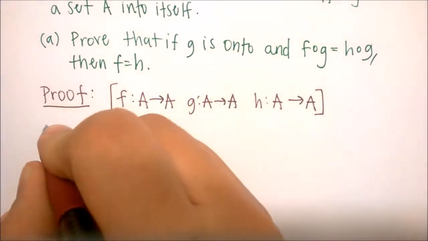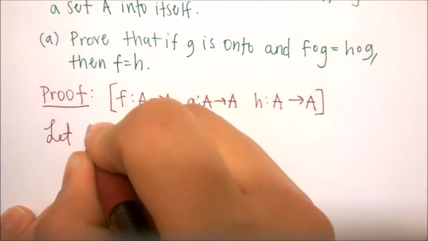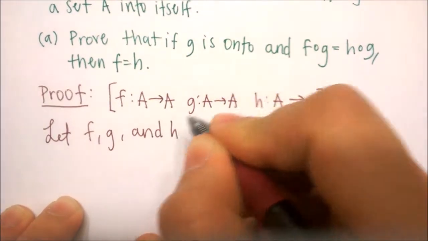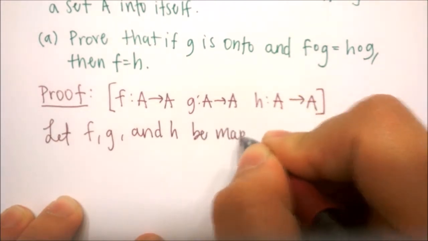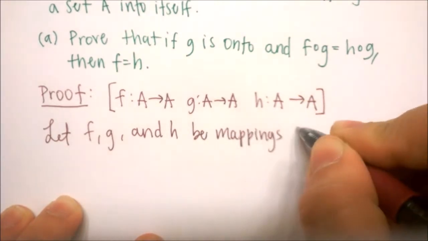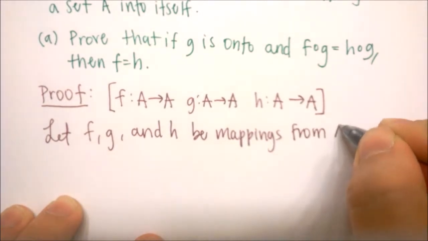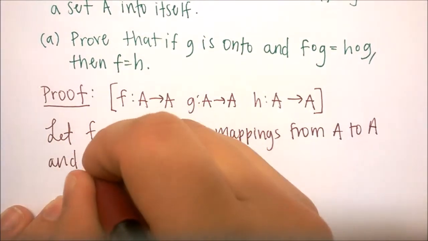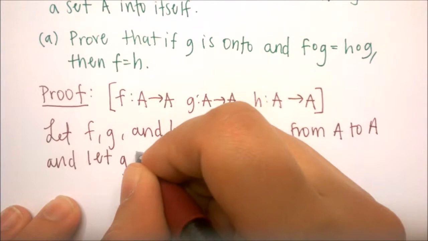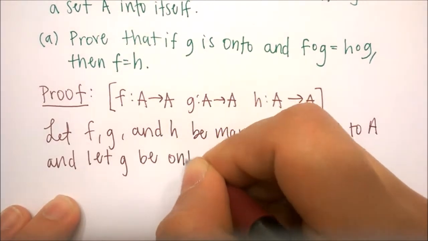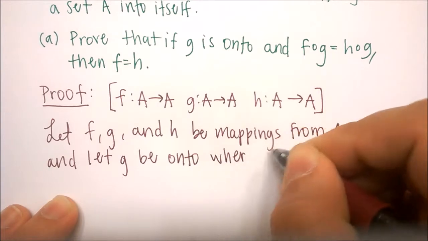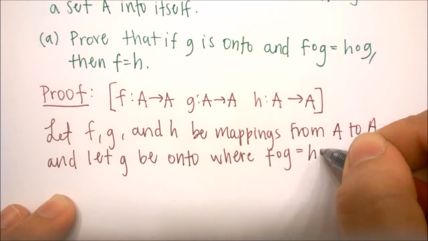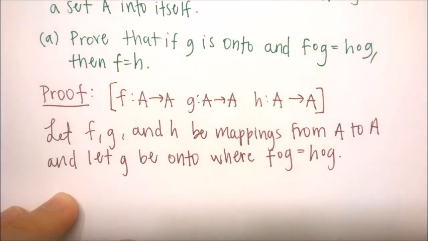So we're going to say let F, G, and H be mappings from A to A, and let G be onto, where F composed with G equals H composed with G. So these are our assumptions.